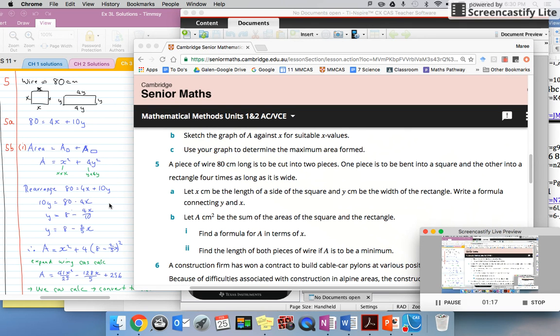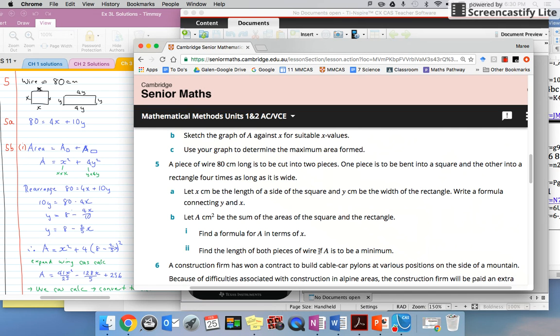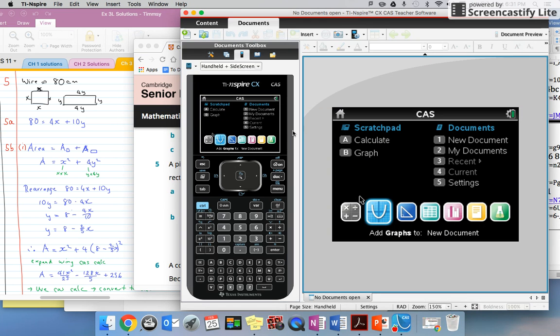Now, if I rearrange this original one, because we want A in terms of x, rearranging this because we want to get rid of this y. So I've turned this around and I've got y in terms of x. Now I've got this horrible looking thing here. So I want to expand in the CAS calculator.